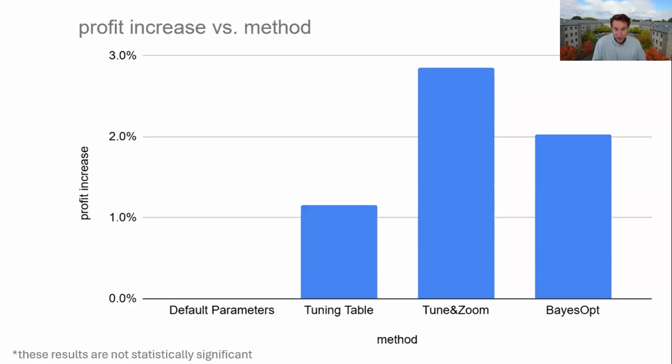That is a good investment of time. So we have to frame it in those ways. You can also see that for Tune and Zoom, it's something getting close to a 3% gain, and for Bayes Opt, it's about a 2% gain. But I am not saying you should use Tune and Zoom over Bayes Opt. That's not what I'm saying.